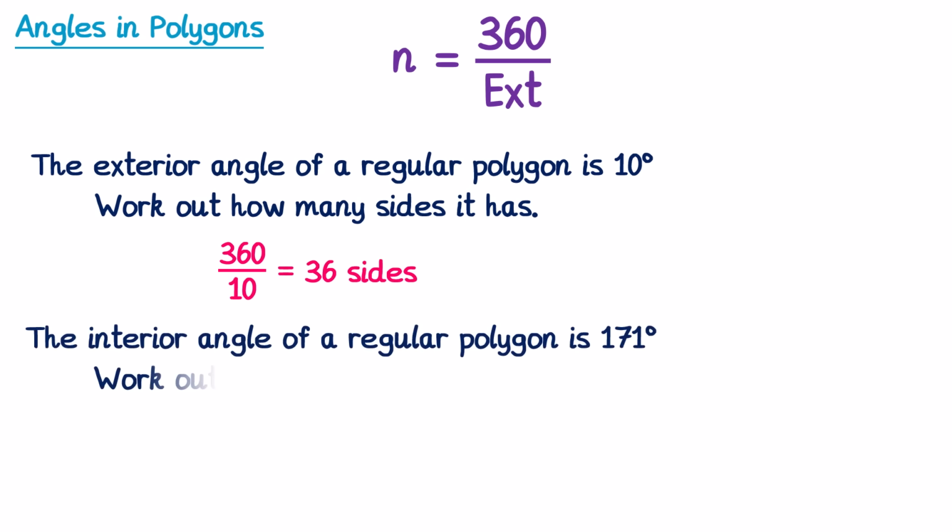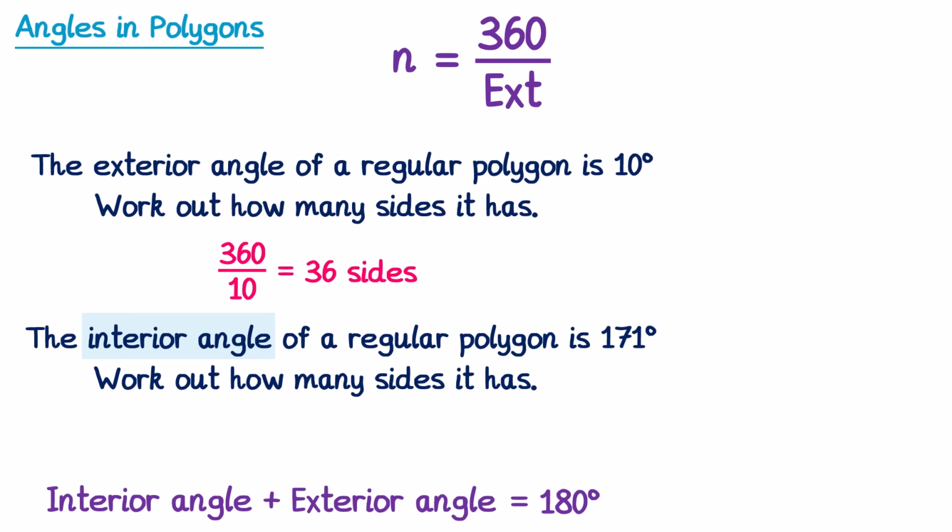The interior angle of a regular polygon is 171, and we need to work out how many sides this one has. Well, the formula requires us to do 360 divided by the exterior angle, but in this question we were told the interior angle. But we do know that the interior plus exterior makes 180. So we can find the exterior by subtracting the interior from 180. So if we do 180 subtract 171, the interior, we find the exterior is 9 degrees.